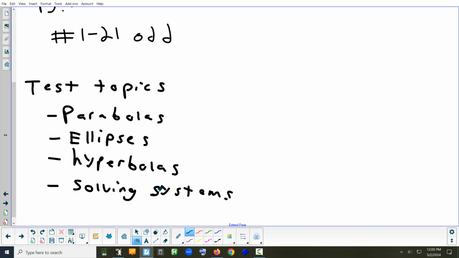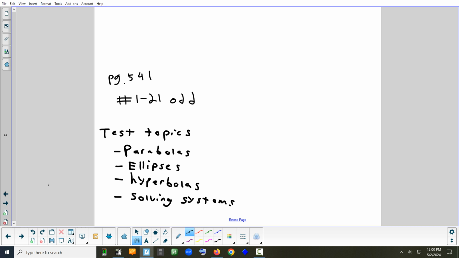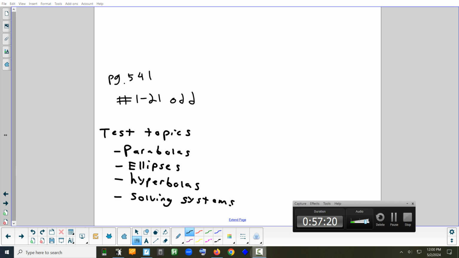Solving systems with substitution, solving with elimination, 2-variable and 3-variable. Yes? Are there going to be any word problems? There definitely could be a word problem with solving systems. There will not be any word problems with conic sections. But I could say, like, Jack sold student tickets and adult tickets to a musical or something. Someone else have another question? What page was it? The homework is page 541.